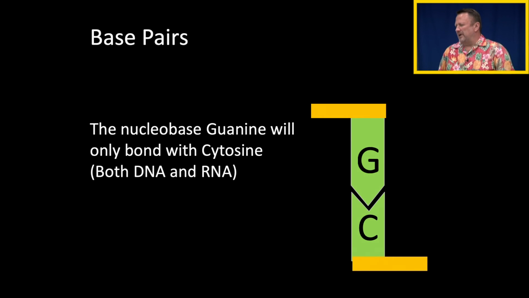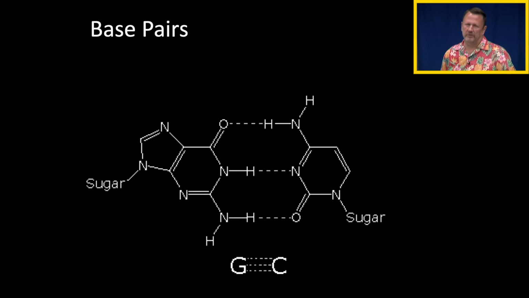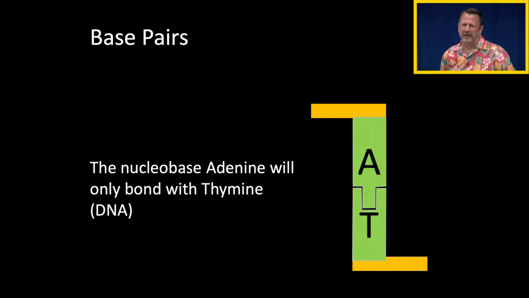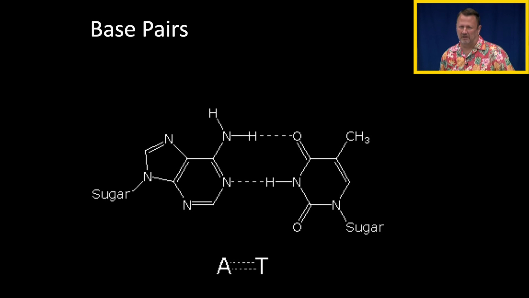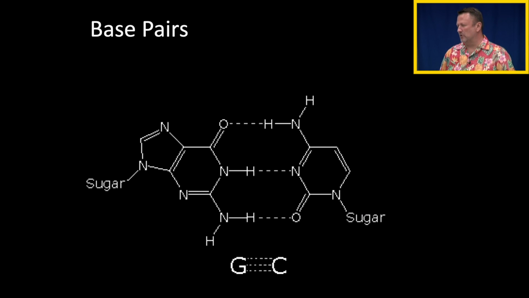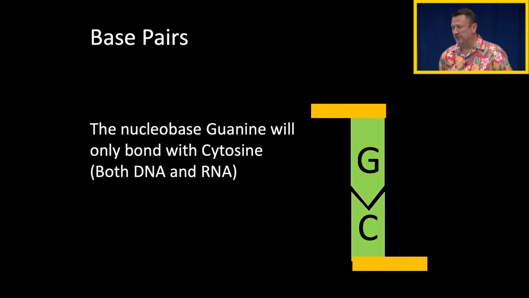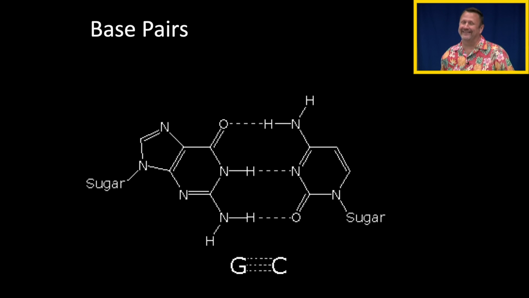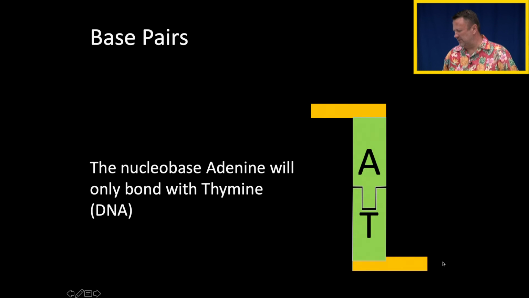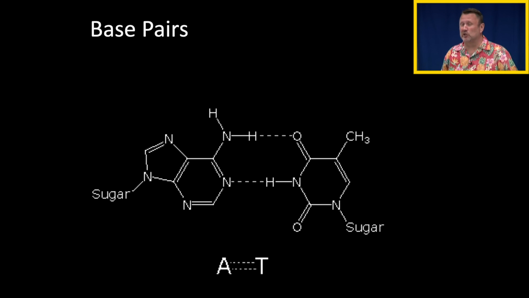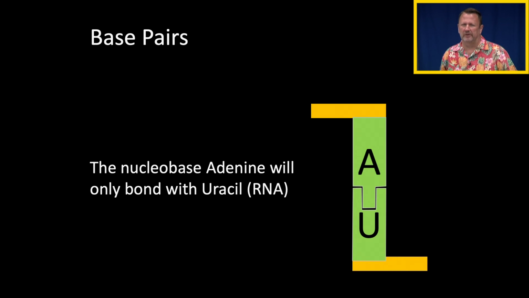So G will only bind with C, and that's through triple bonding. A only binds with T through hydrogen bonding. I'm sorry, let's go back. G only binds with C in both DNA and RNA, and that is through 3 sets of hydrogen bonds. A only binds with T through 2 sets of hydrogen bonds, or U if we're talking about RNA.